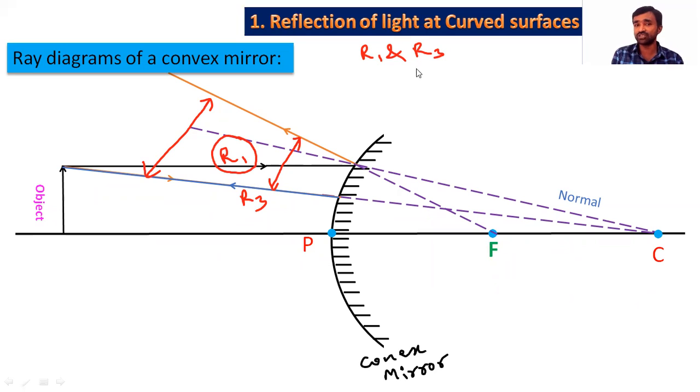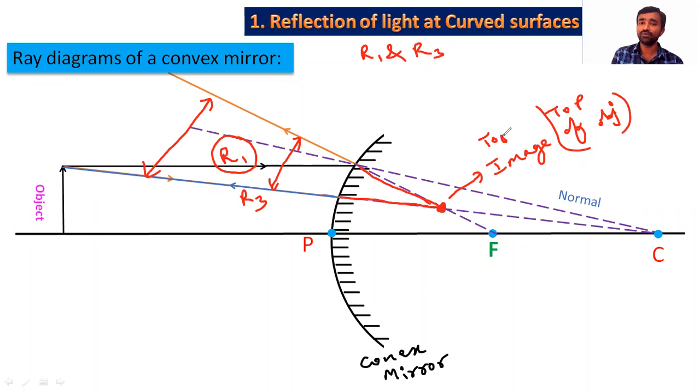So where do you get the image? Behind the mirror, because in the backward direction, they are going to meet, or they appear to diverge from this point. So this point is the image point of the top of the object. So the image is formed for the top of the object. So this is the top of the image.